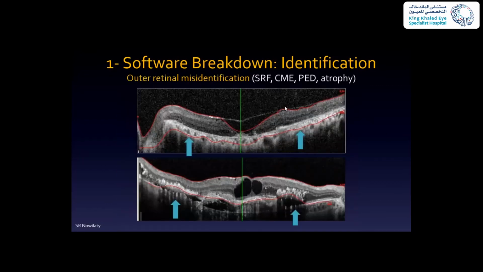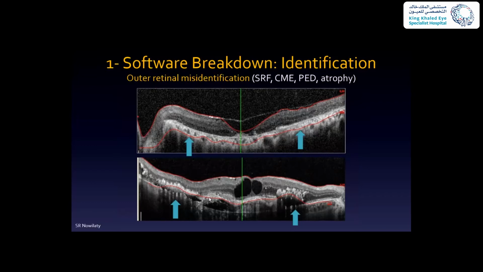You can have the segmentation line being placed incorrectly at the bottom part, at the level of the RPE instead of the level of the RPE. Well, here the machine thought that the RPE is quite here, so it put the segmentation line right here. And again, you get a much higher thickness and in fact, a very incorrect map.